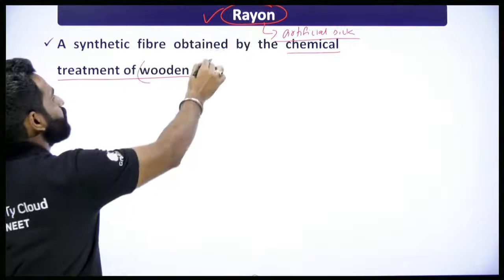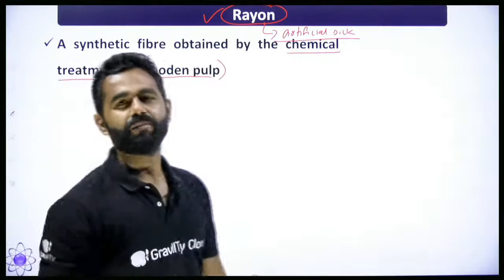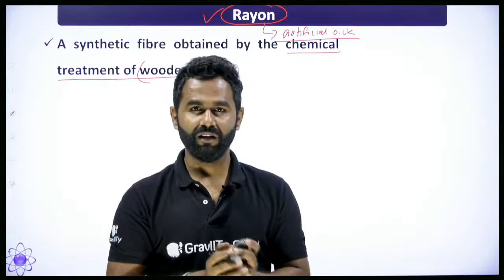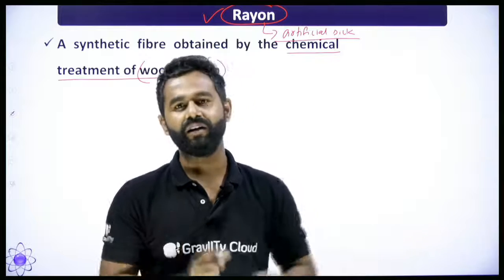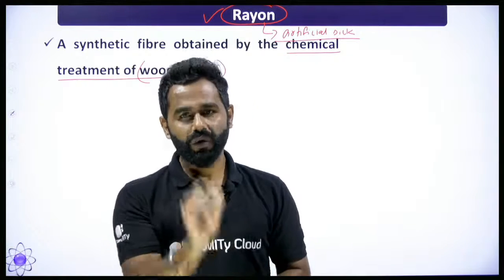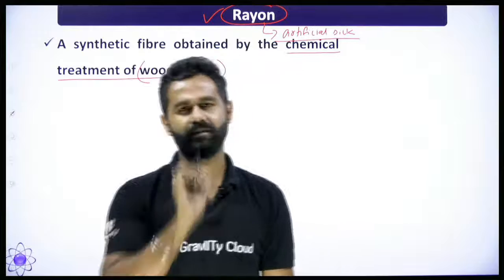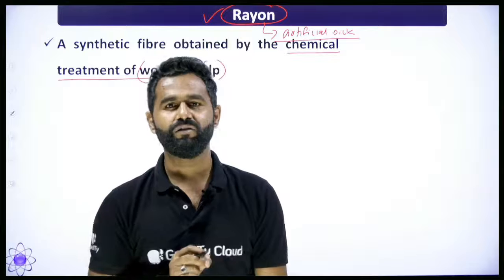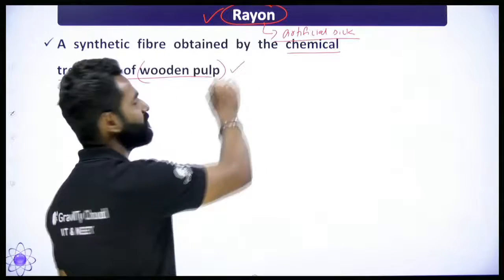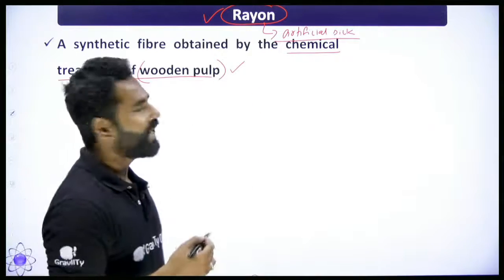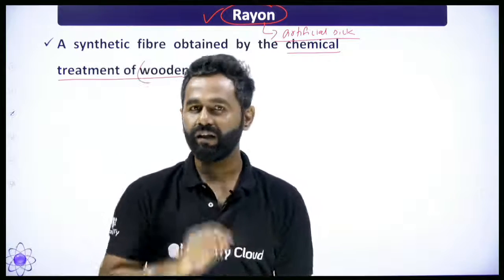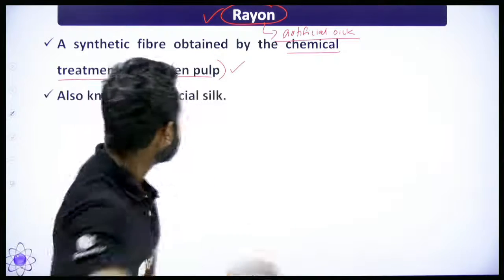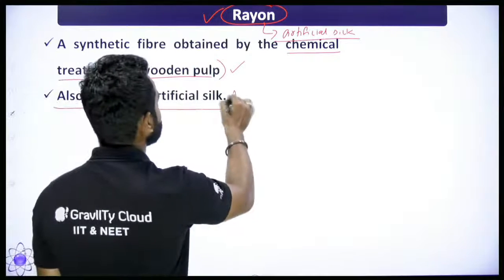Now what is wooden pulp? Simple. We know the trunk of the tree. Right? The big size trunk of the tree. That we need to convert into very, very thin and small pieces. From those thin and small pieces, we can easily get the wooden pulp. And then we have to treat it chemically to get the rayon. How it happens? We will understand. Don't worry.